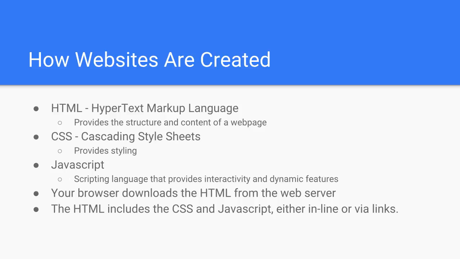And then JavaScript is an actual programming language. It's a scripting language that provides interactivity and dynamic features. So anything where stuff happens when you click on it, any kind of fetching data behind the scenes, any kind of loading new data, any kind of interactivity or dynamic features are going to be provided by JavaScript. So those are the three main technologies that make up websites.